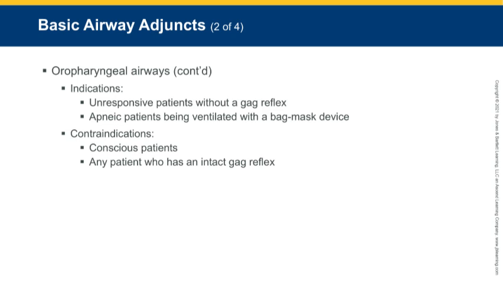An oropharyngeal airway, OPA, is inserted into the mouth to keep the tongue from blocking the airway. OPAs are only used in unresponsive patients without a gag reflex. If a patient has an intact gag reflex, inserting an OPA may cause vomiting or laryngospasm, which can worsen airway obstruction.